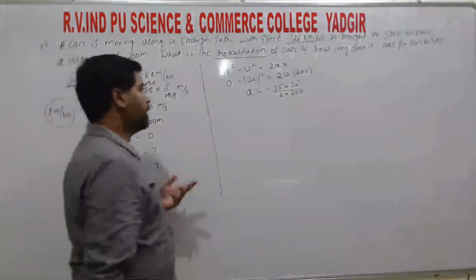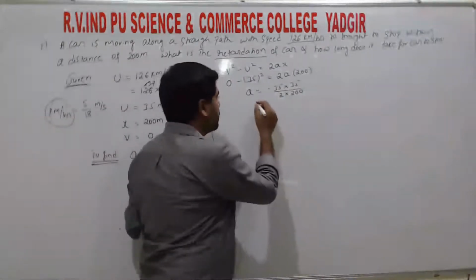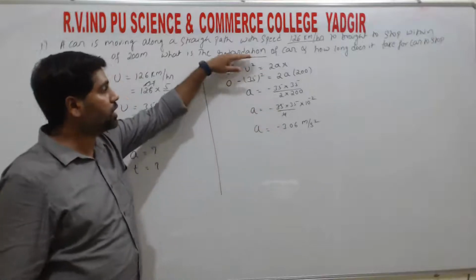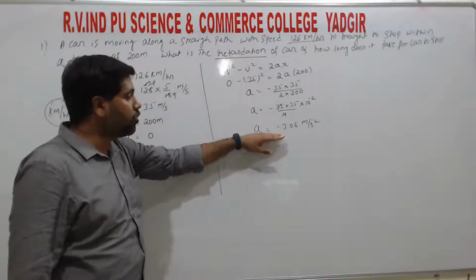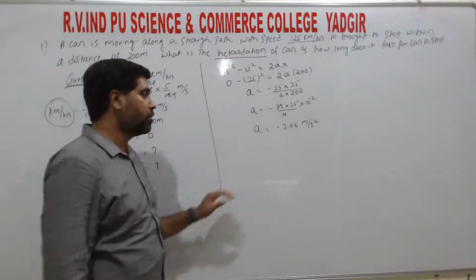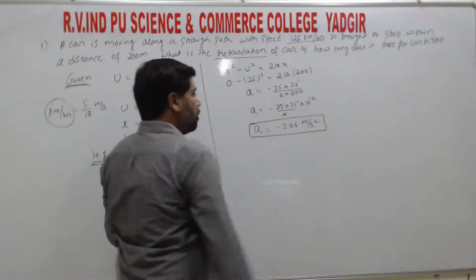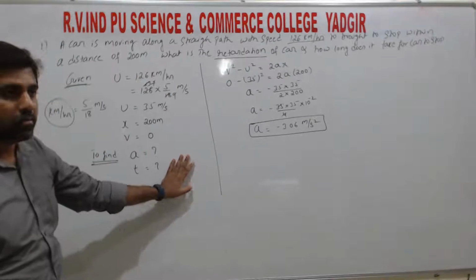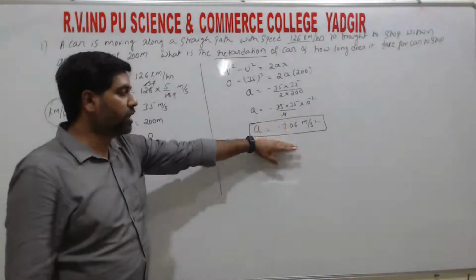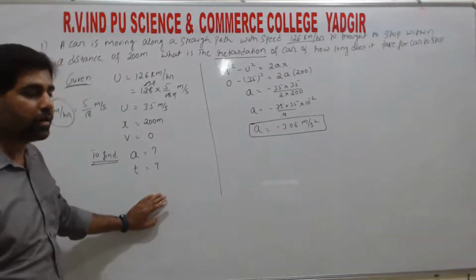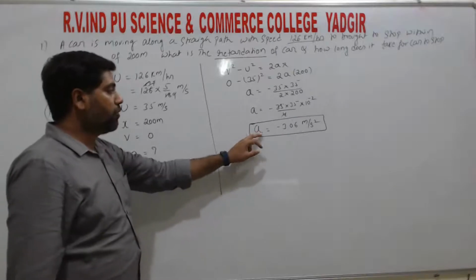So we need to simplify this. The minus value is nothing but the retardation, that means negative acceleration, right? So the unit is very important. If you leave out the unit, then 1 mark will be deducted. So there is no use of solving up to here without it, right? So this one is the first part.